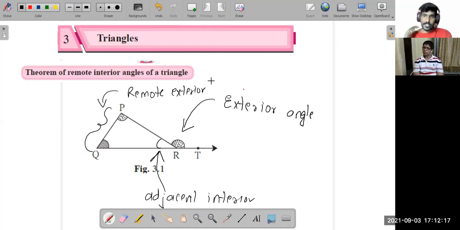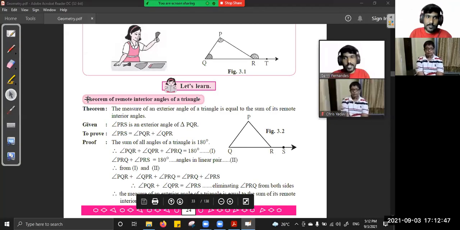Are these terms clear? What is the exterior angle? What is the adjacent interior angle? And what are the remote interior angles? So adjacent interior angles are near the exterior angle, right, sir? Yes, just beside it. That is why we call it adjacent. But for this theorem, we are concerned with the remote interior angles.